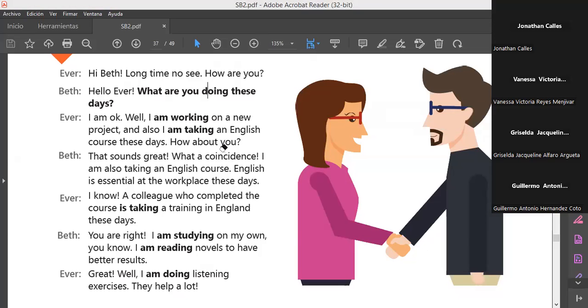Vamos a ver. Dice, what a coincidence. Yes, what a coincidence. Y como tiene un signo de admiración, an exclamation mark, ¿cómo lo diríamos? What a coincidence, right? A ver, todos. What a coincidence. Ajá, en español, ¿cómo sería nuestra entonación ahí? A ver. ¡Ey, qué coincidencia! ¿Sí? Esto, estamos poniendo un énfasis ahí, ¿verdad? ¡Ey, qué coincidencia! ¿Sí? Entonces, what a coincidence. Okay, you go.